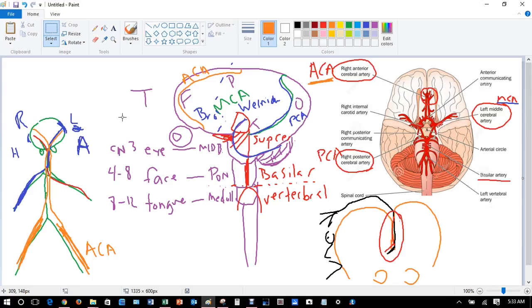And so if this goes out, you're going to have contralateral hemiparesis because all the little tracts go through the internal capsule. So you're going to get paralyzed on one side of your body.